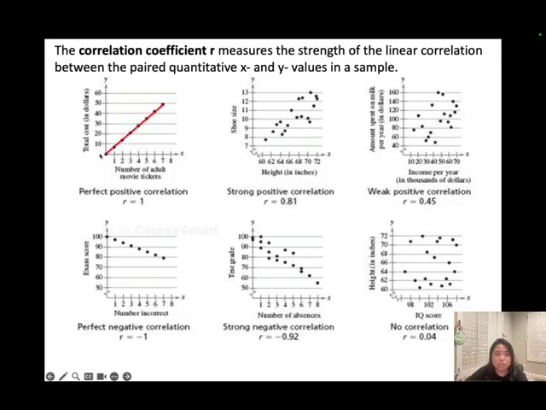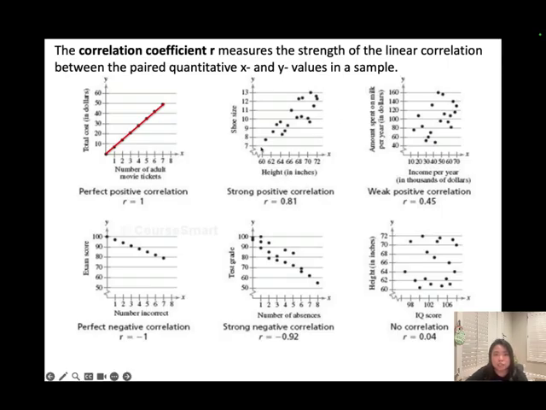Look at the first scatterplot here. I could draw the straight line here, and all the points are on this straight line. First, the slope is going to be positive. And then look at r. r is equal to 1, and all the points are on the straight line. So we call this a perfect positive correlation.